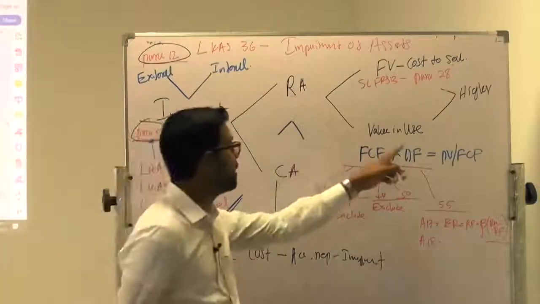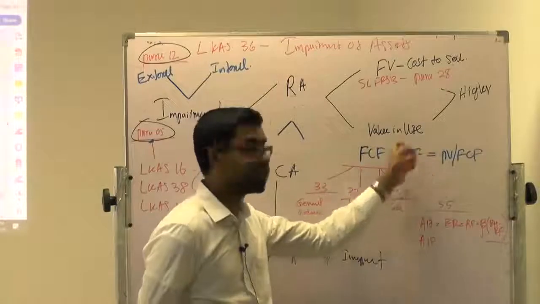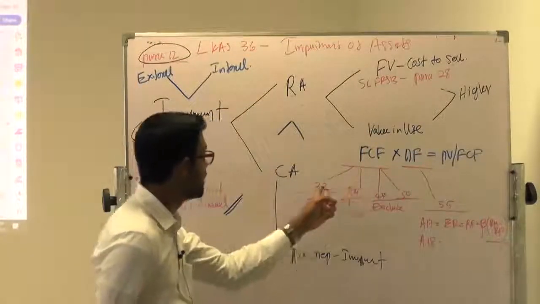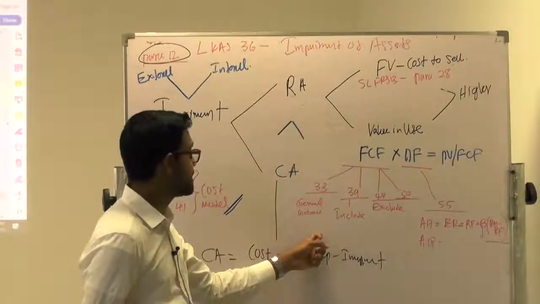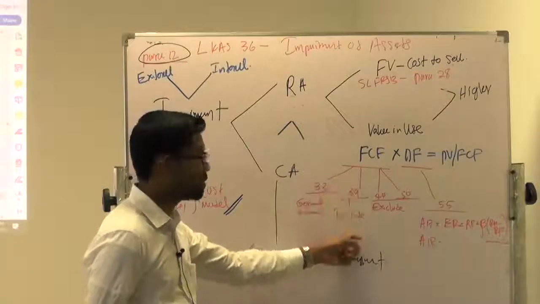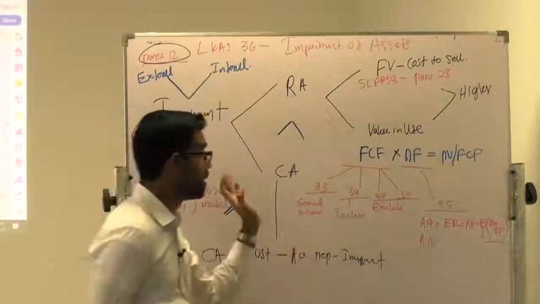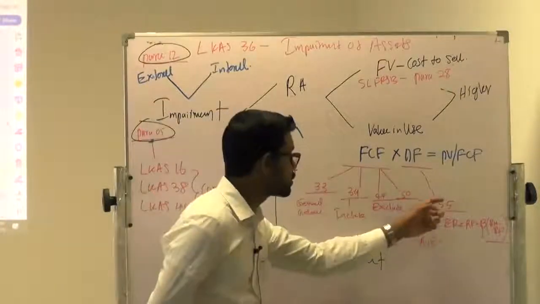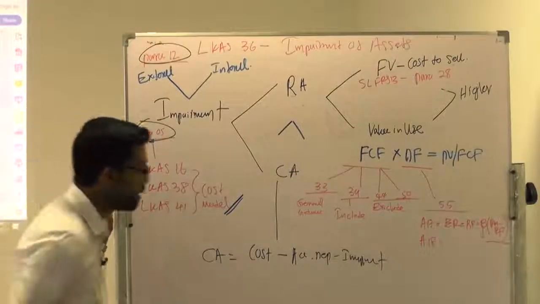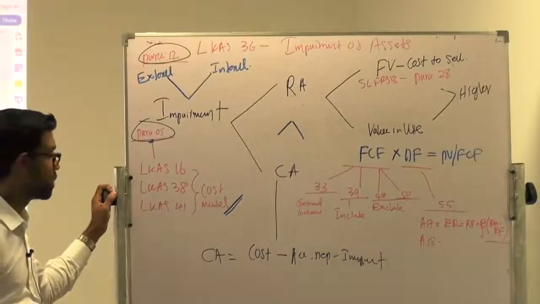Then value in use means future cash flows you have to discount using a discounting factor. How do you derive future cash flows? Paragraph 33 has given you the general guideline. Paragraph 39 explains these are the cash flows that you can include. Paragraph 44 explains these are the cash flows that you can disregard. Paragraph 50 also explains these are the cash flows you should ignore or exclude.